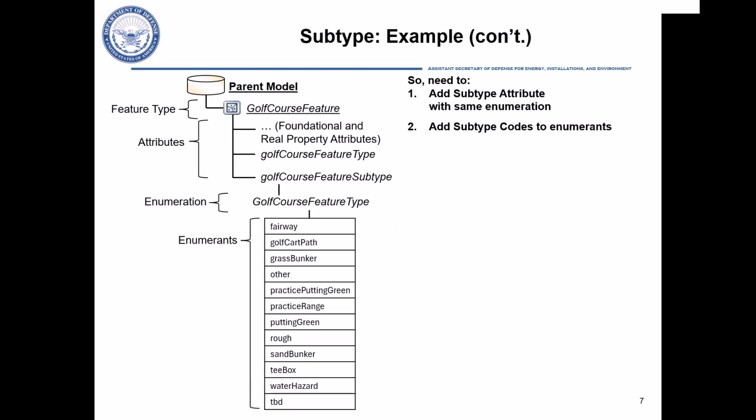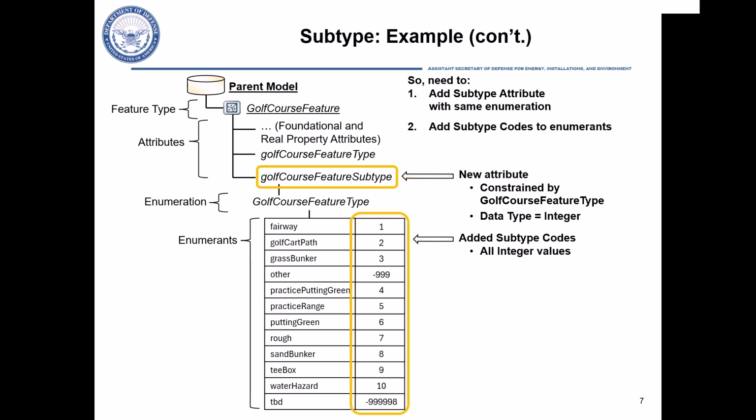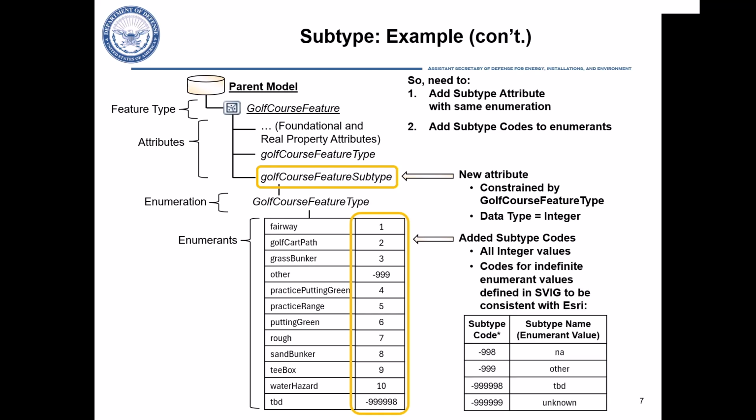In this view of our example subtype, we have added a new attribute, golf course feature subtype, that will serve as the subtype attribute. Its data type property is set as integer, as required, and it is also constrained by the golf course feature type enumeration. To each enumerant in that enumeration, we have populated the subtype code property with integer values for the definite enumerants representing the types of golf course features, and standard coded values from Esri for the indefinite enumerants as shown in the table in the lower right.